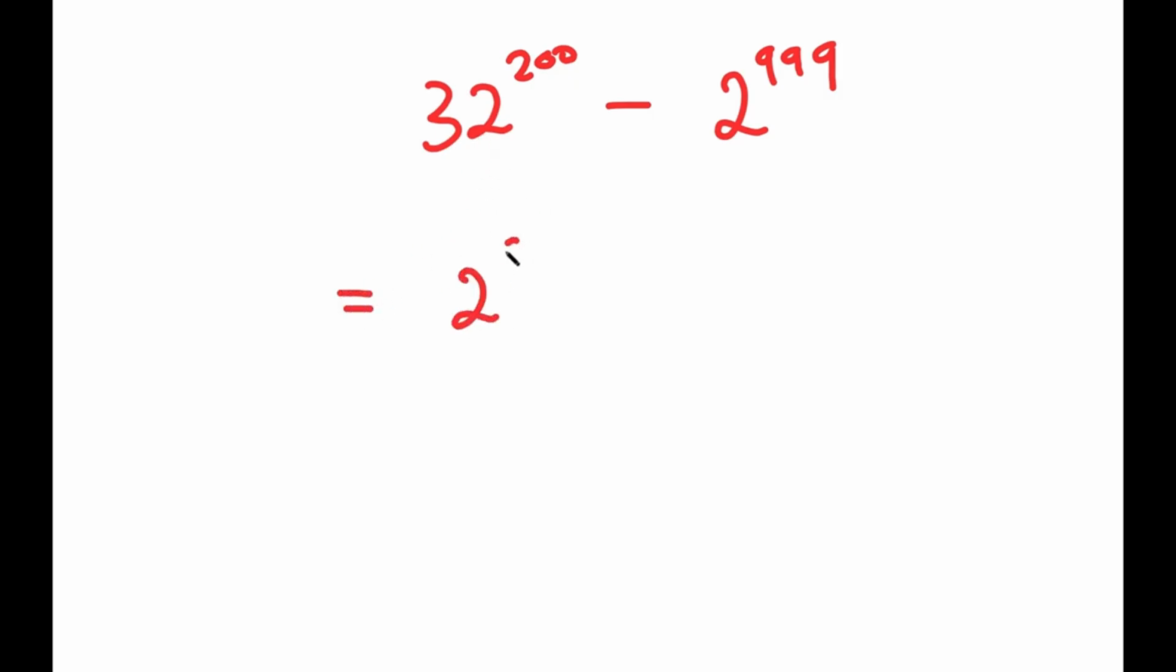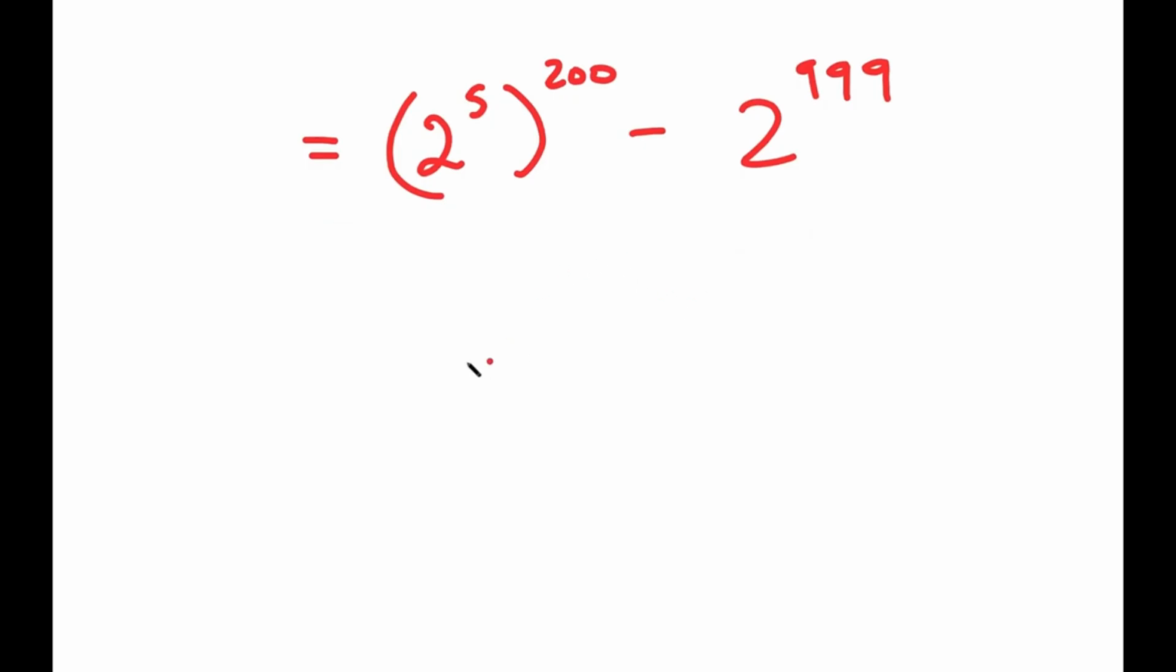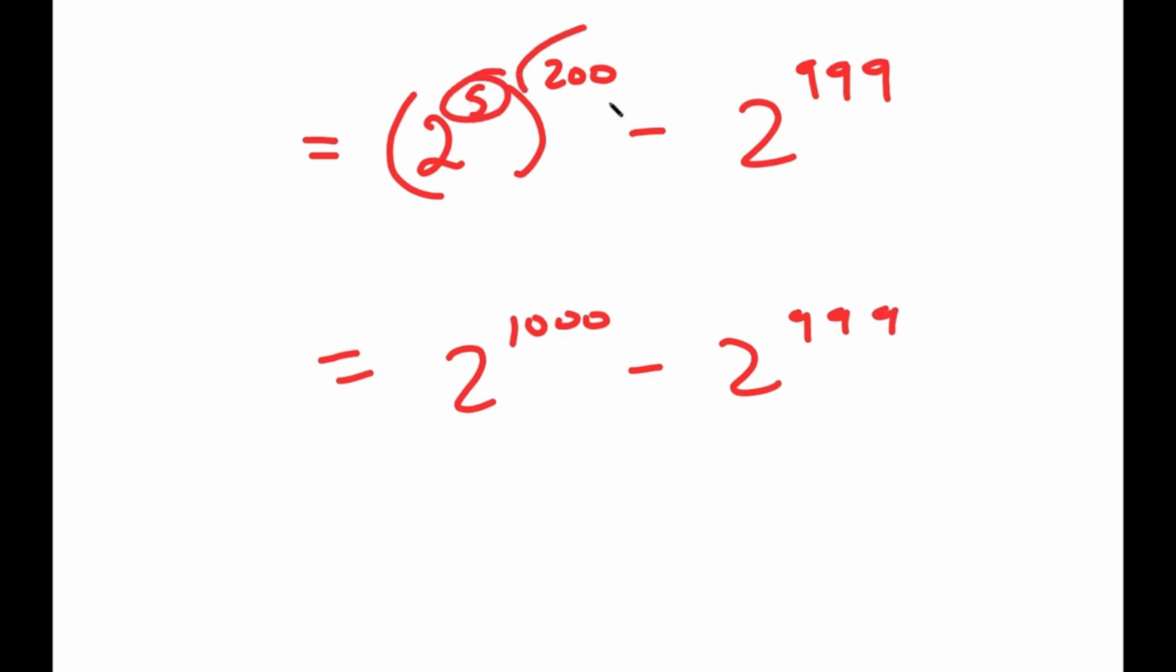Alright, so in this video, I'm going to solve the problem 32 to the power of 200 minus 2 to the power of 999. So to solve this, I'm going to first rewrite 32 as 2 to the power of 5. So I get 2 to the power of 5 to the power of 200 minus 2 to the power of 999. And this turns into 2 to the power of 1000 minus 2 to the power of 999 because the 5 and 200 multiply.